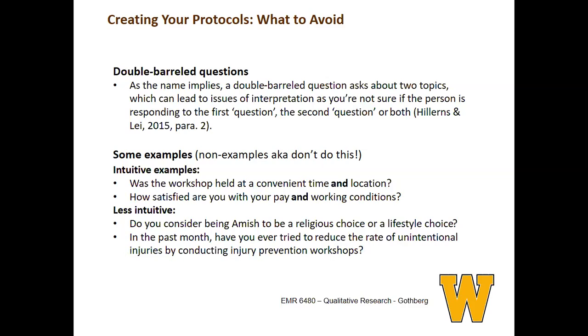So here's some examples, some intuitive and less intuitive. Again, you don't want to have your questions sound like this. The intuitive are, was the workshop held at a convenient time and location? How is a respondent supposed to respond if it was a convenient time or it was a bad location? What if it was an inconvenient time, but it was a great location?